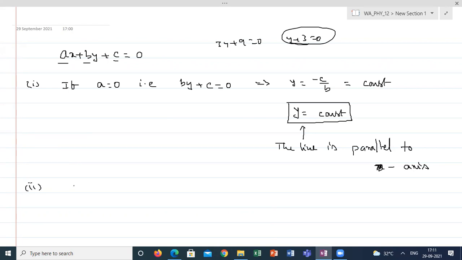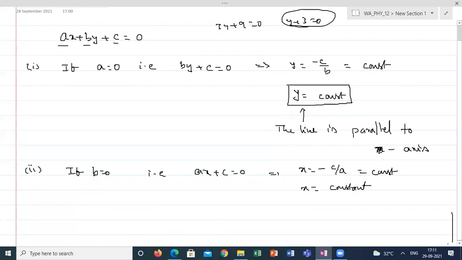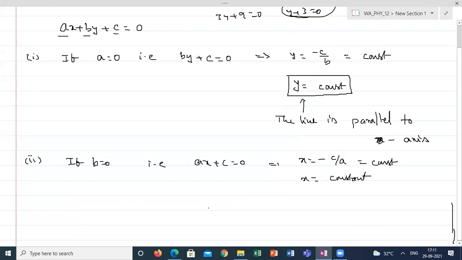Second one. Suppose b is equal to 0, that is, it is like ax plus c is equal to 0. From here, we get the equation x is equal to minus c by a, which is nothing but some constant. So x is equal to some constant. In this case, x is equal to constant says the given line is parallel to y-axis.